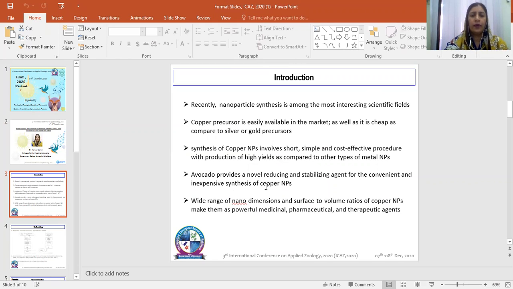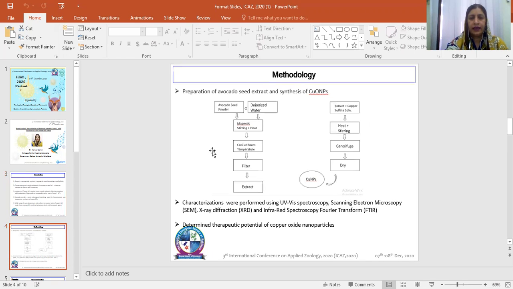The wide range of dimensions and the surface to volume ratio of copper nanoparticles make them powerful medicinal, pharmaceutical, and therapeutic agents. Here is the presentation of the extract formation on the left side, and the copper nanoparticle synthesis on the right side in the flow chart.